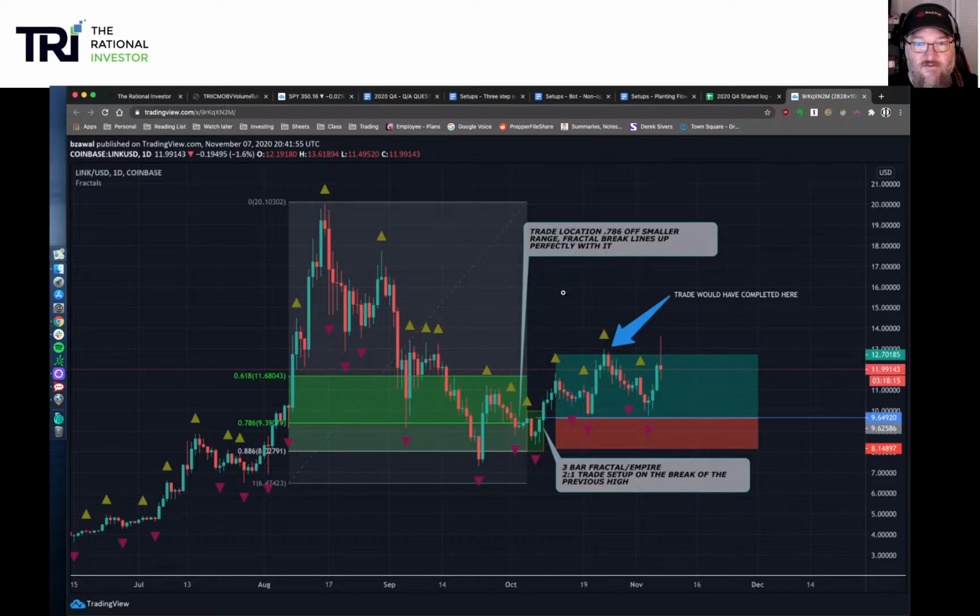Trade location, 76 of a smaller range, fractal break lines, 3-bar fractal. Yep. Yeah, that doesn't look bad. I'm a cheap ass. I almost never enter up here, but I can. There's nothing wrong with entering here. I'm a cheap ass, and I like to get really good risk to reward ratios, right? So again, my order probably would have been down here. It looks like we never went down to that, so I would never have gotten filled. Whereas somebody that entered here would have gotten filled, right? So that looks good.